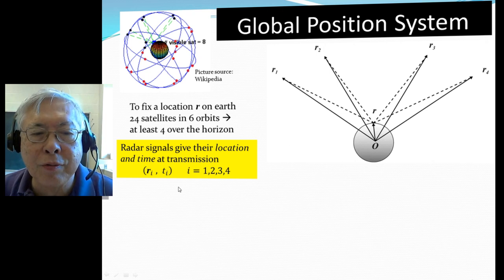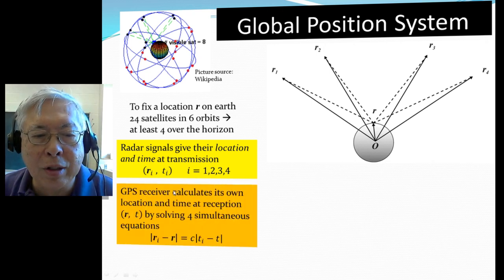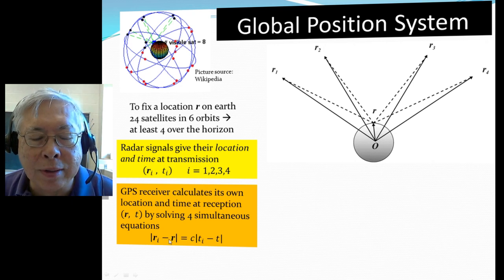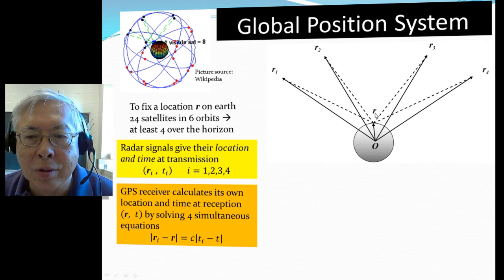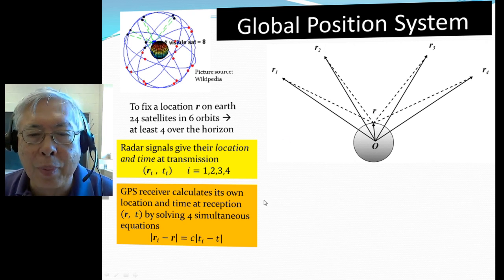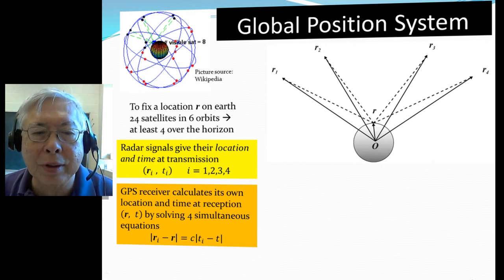Knowing these, I guess four times four pieces of information, you can plug into this simple equation that the distance is equal to c times the time difference. So therefore you can solve for the four unknowns: our location r, which is three coordinates, and time. And so that's the whole idea of a global positioning system.